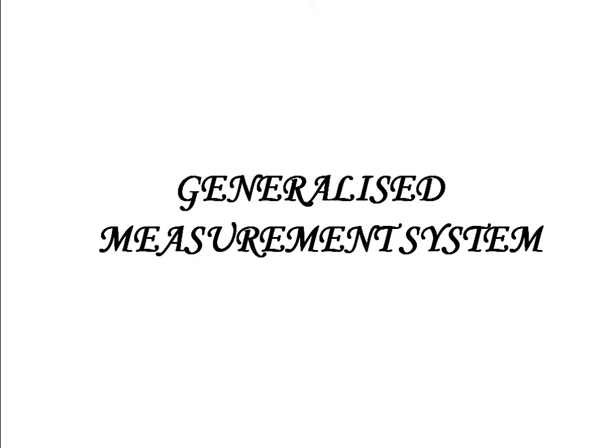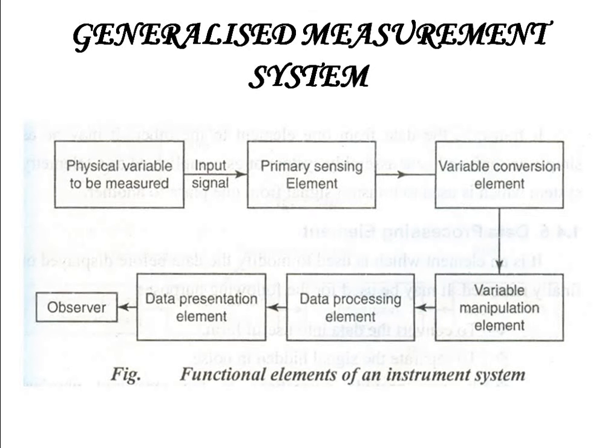So generalized measurement system. This is the flow chart for the generalized measurement system. These are the various functional elements of an instrument system. The first part is the physical variable that is to be measured, and that will be the input signal for the primary sensing element of a measuring system. And from the primary sensing element, after sensing the input signal, it will be transferred to the variable conversion element.